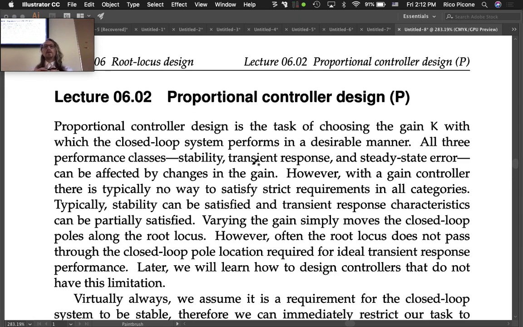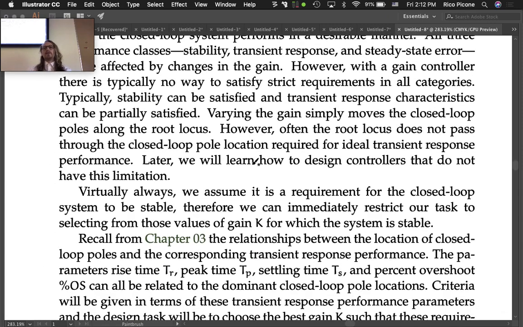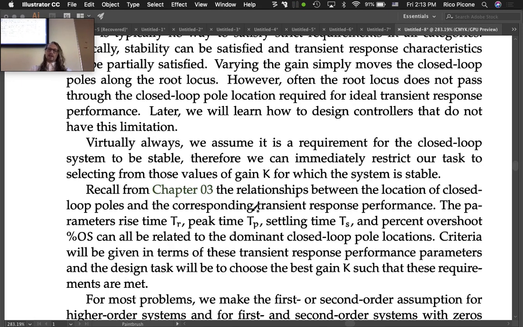Typically, stability can be satisfied and transient response characteristics can be partially satisfied. Varying the gain simply moves the closed loop poles along the root locus. However, often the root locus does not pass through the closed loop pole location required for ideal transient response performance, which is a bummer. But later, i.e. next week, we will learn how to design controllers that do not have this limitation. Virtually always, we assume it is a requirement for the closed loop system to be stable. Therefore, we can immediately restrict our task to selecting from those values of gain for which the system is stable. So closed loop pole has got to be in the left half plane. That's going to be what stability tells us.